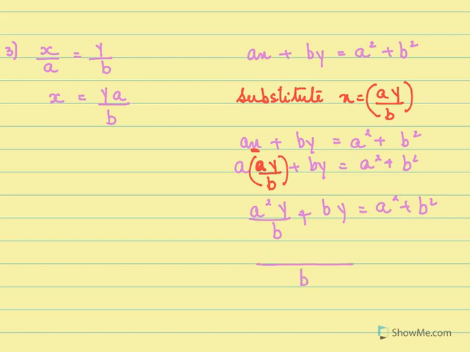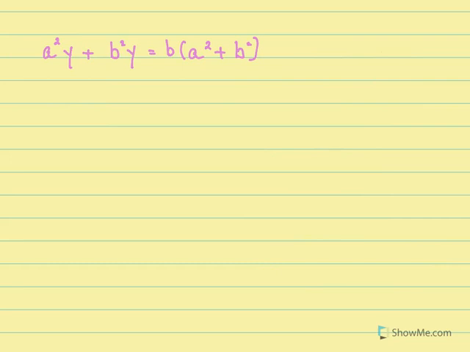Let's go ahead and take LCM. The LCM here is b. So this will be a square y plus, now here remember it is over 1, so into b and into b to make the LCM b. So this will be b square y equal to a square plus b square. So we have a square y plus b square y. I take the b on the other side, so it becomes b times a square plus b square.